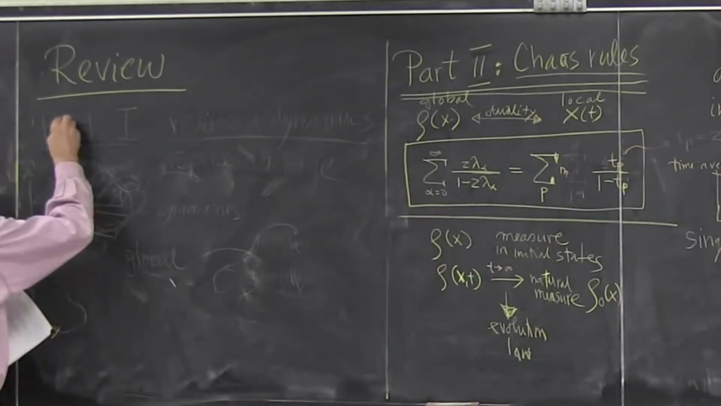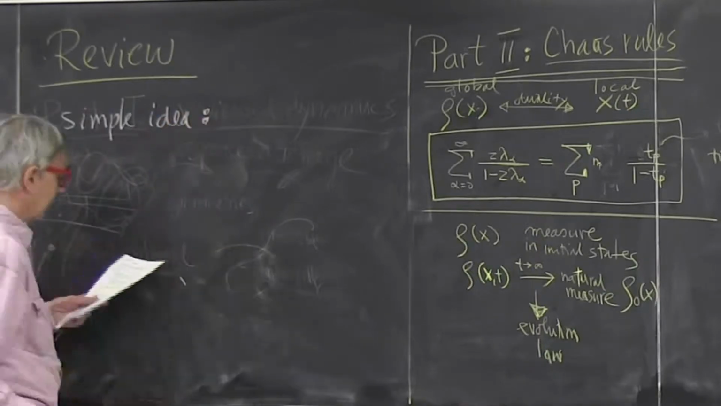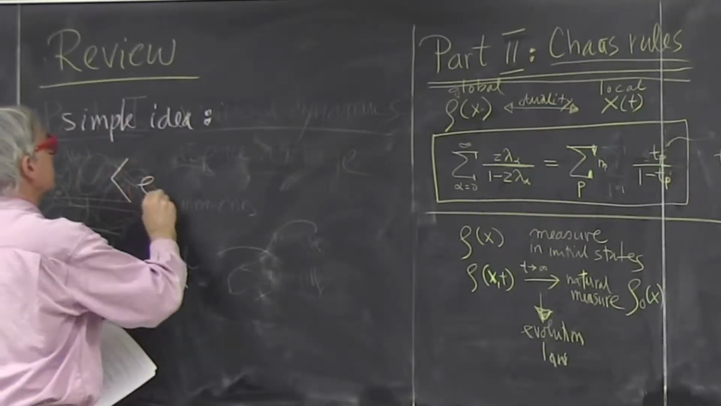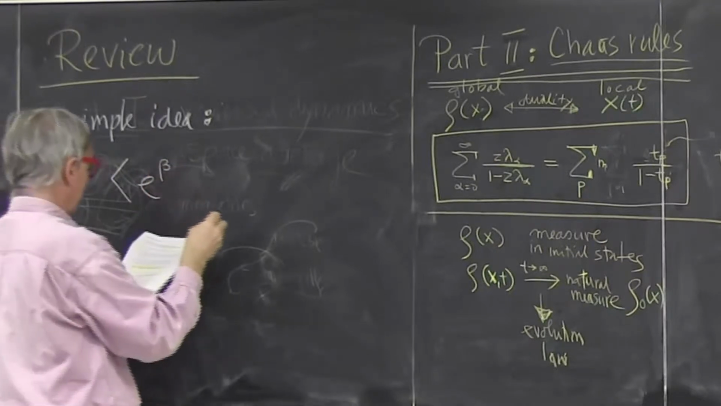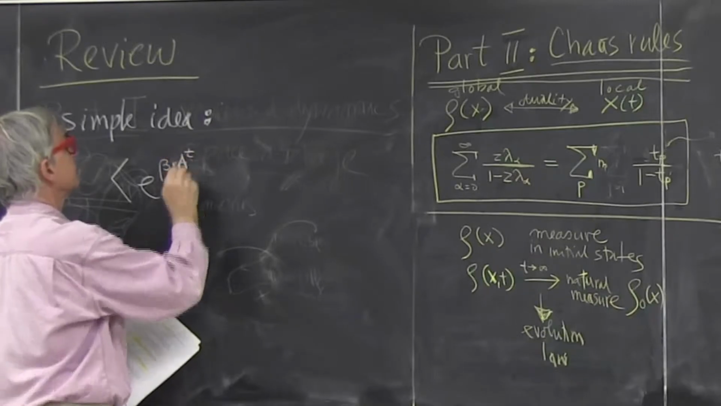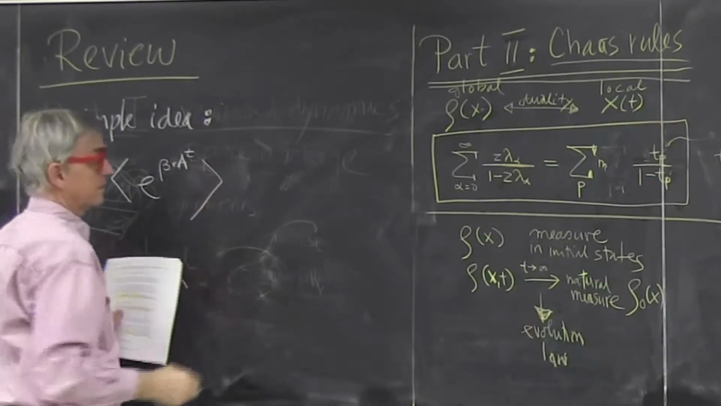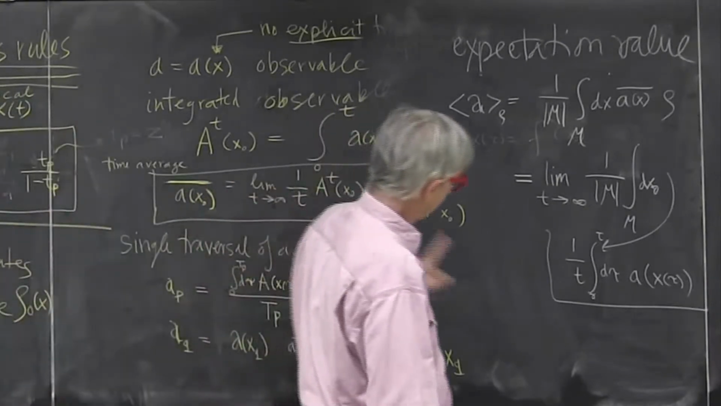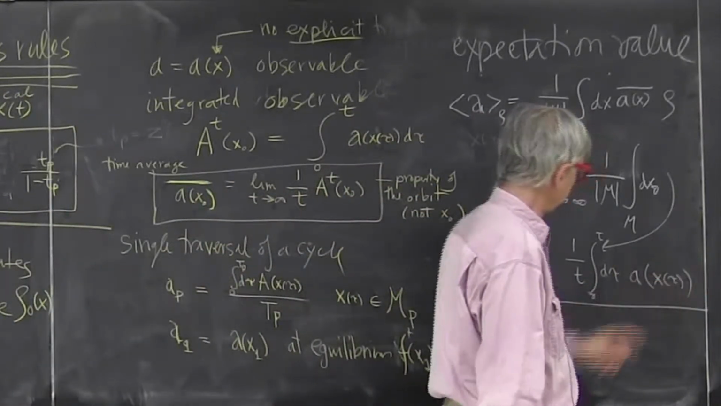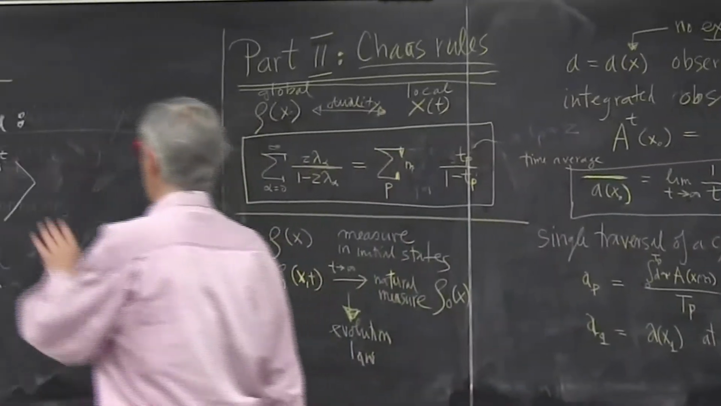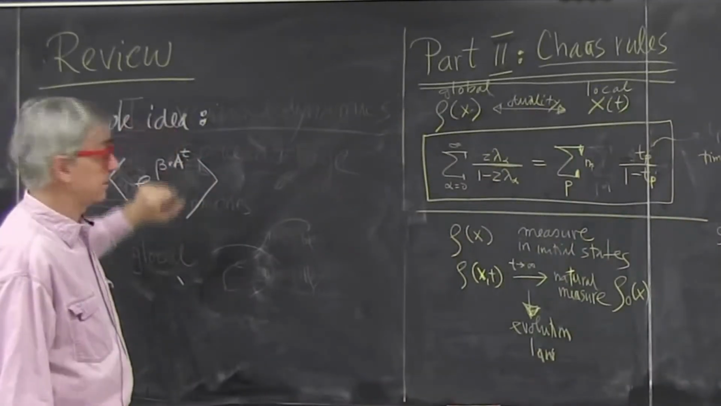And here is a simple idea. Let me look at e to the b times my observable a, and average that over the space. So all I'm doing is, instead of having this integral here, I'll put it up in the exponent. So that's an okay quantity.